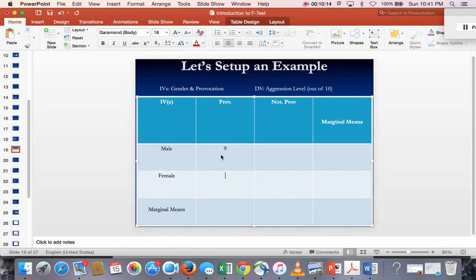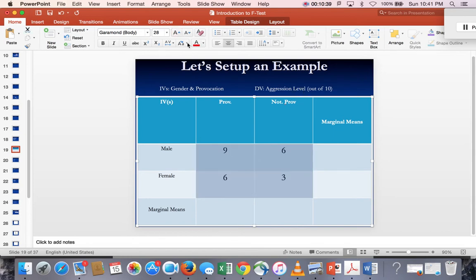Now, what about females who are provoked? Well, let's say females that are provoked, aggression levels out of 10, let's say a value of a 6. Males not provoked, let's say a value of a 6. And females who are not provoked, a value of a 3. Okay, so here are my numbers that I'm going to be using for our particular example.